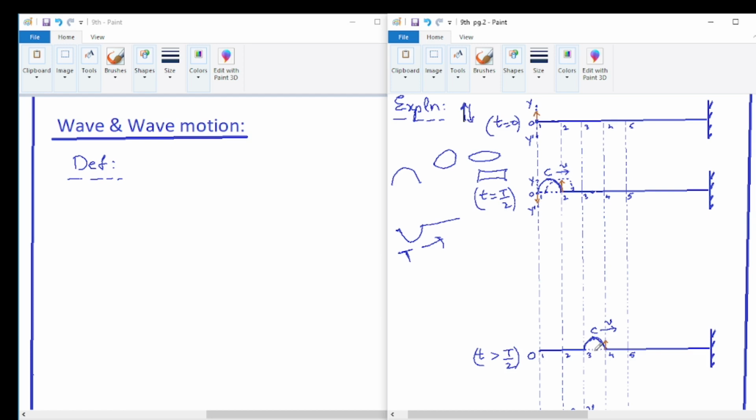That means it has completed the upper half of the vibration, the to-and-fro motion, from O to Y. Between O and Y we have already called it the upper half of the vibration. So when the particle goes to the top extreme position, the particle at the midpoint between 3 and 4 has exactly reached the topmost position.